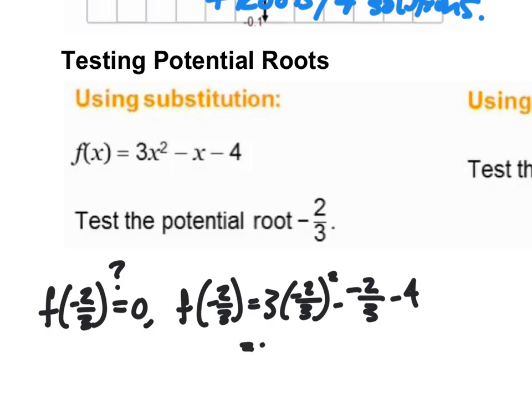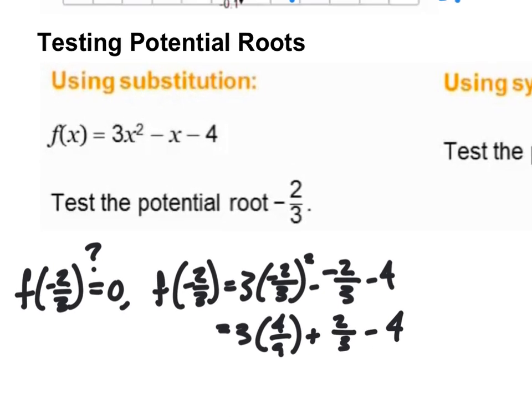All right, so then I'm going to do 3 times, if I do negative 2 squared, that's going to give me positive 4. And then 3 squared is going to give me 9. So I've got 3 times 4/9, and then I've got plus 2/3 and then minus 4. Let's continue to see what we get here.